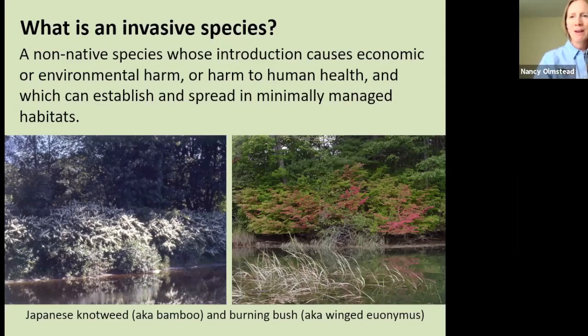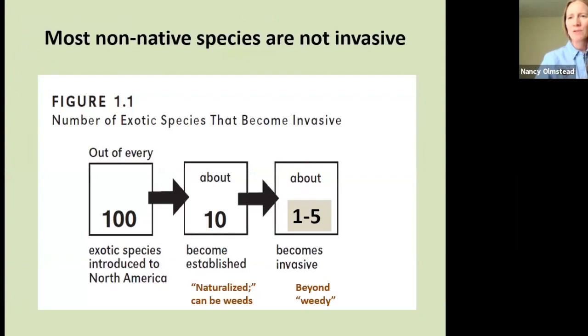And with that in mind, the good news is that most non-native species are not invasive. So out of every approximately 100 exotic species that are introduced to North America, only about 10 become established outside of cultivation. So those are plants we might refer to as naturalized. They can reproduce and spread, and those can be weeds. But of those, only about 1 to 5 can become invasive. And so those are the ones that are beyond weedy. Again, these are ones that are capable of getting into an understory of a forest or into an open wetland, for example, and causing ecological harm.